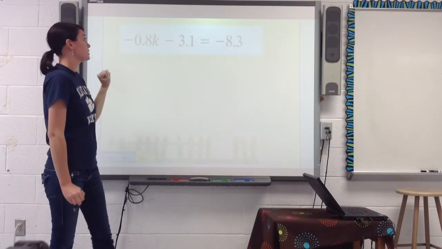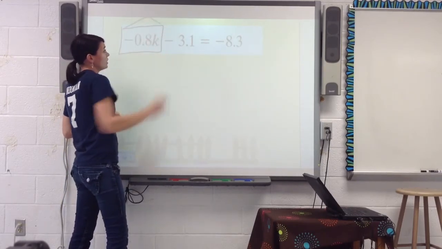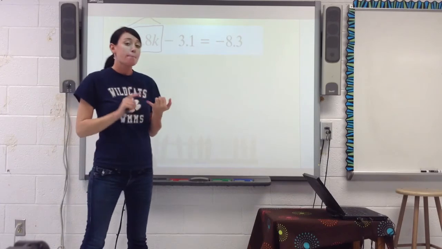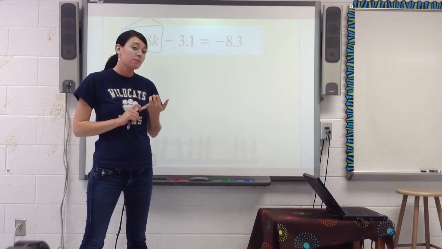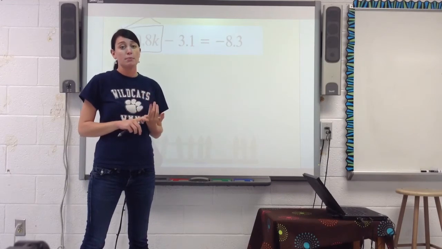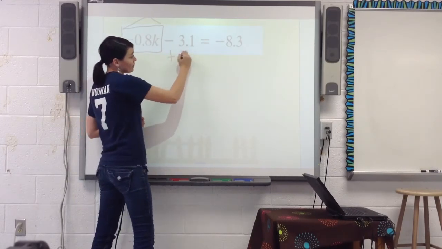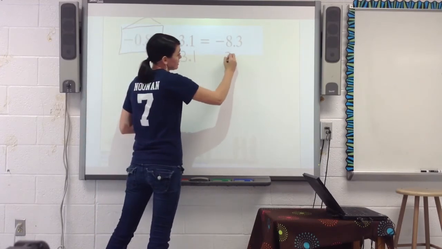Okay, go ahead and write this problem down. Again, you can go ahead and draw that house. We want to get rid of that bad guy, a minus 3 1/10. In order to get rid of that, you need to do the inverse operation. Again, the inverse operation of subtraction is addition, so we're adding 3 1/10 to both sides.